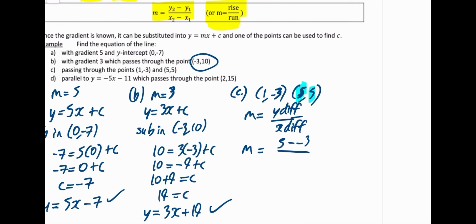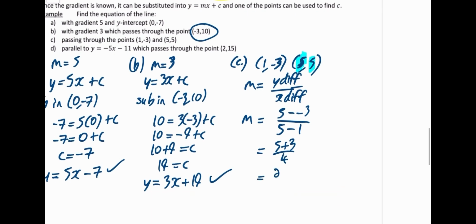So notice I've started with the same coordinate both times, and that's important that you do that. So it's going to be 5 minus 1. So tidy up that top line. 5 minus minus 3 is the same as 5 plus 3, and then 5 minus 1 is just 4, and then that becomes 8 over 4, which becomes 2.